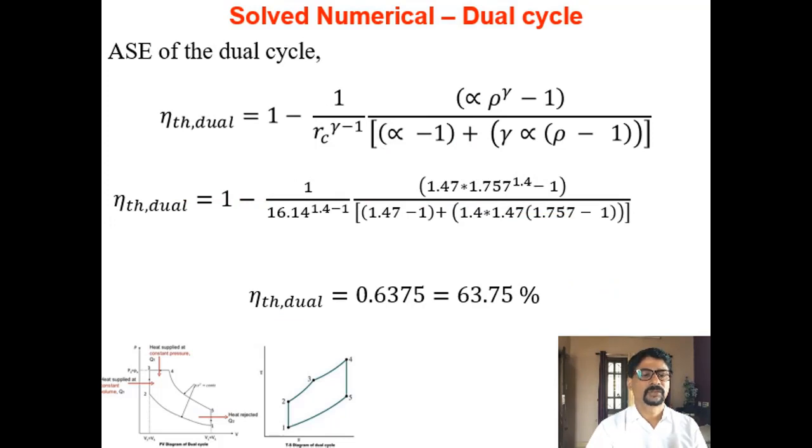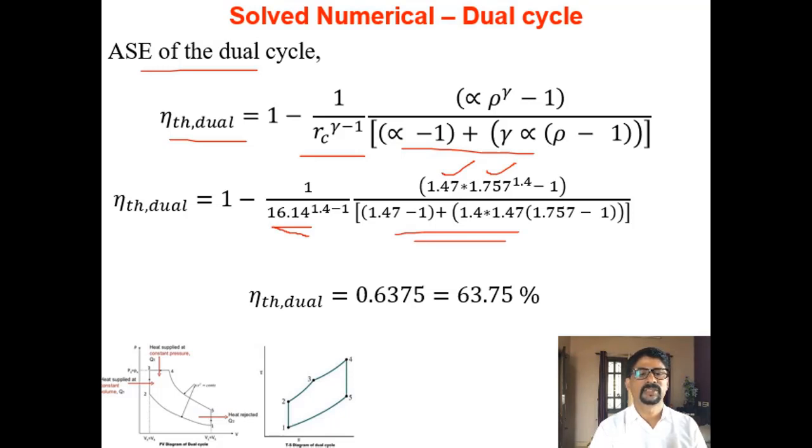Now you have the expression for the air standard efficiency of the dual cycle. Eta TH dual is equal to 1 minus 1 by RC to the power gamma minus 1, times the numerator alpha into rho to the power gamma minus 1, divided by alpha minus 1 plus gamma alpha into rho minus 1. Try to remember this formula. Substitute here: RC is 16.14, gamma is 1.4, alpha is 1.47, rho is 1.757. Substitute every place and simplify. You'll get the efficiency of the dual cycle as 0.6375 or 63.75%.